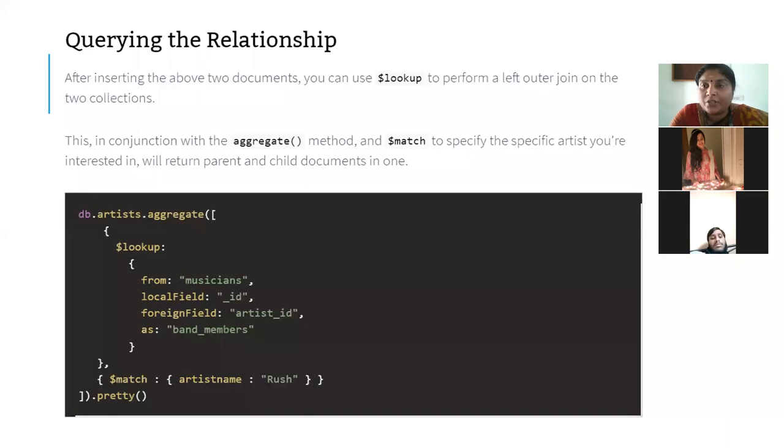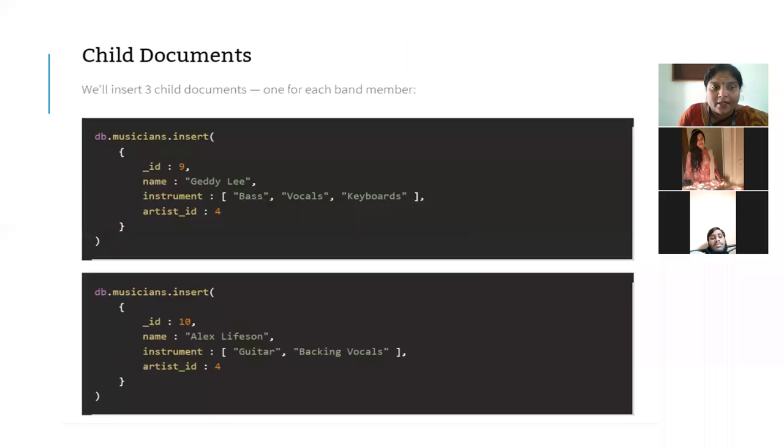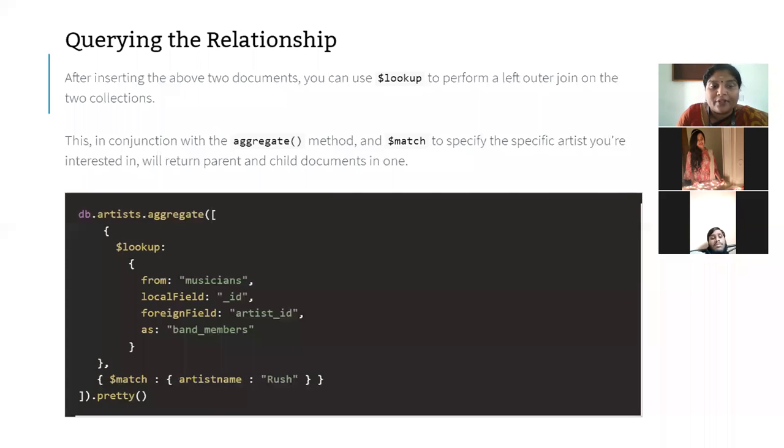So what is the use of from? From which collection you are going to take? My collection is musician. What is this localField? In the parent document, which field is representing? Basically the primary key. Local field is nothing but the primary key. So if you see ID, that is the primary key in the parent document. Next, foreignField. Foreign field is understood to be a foreign key. So in the child document, it is artist ID.